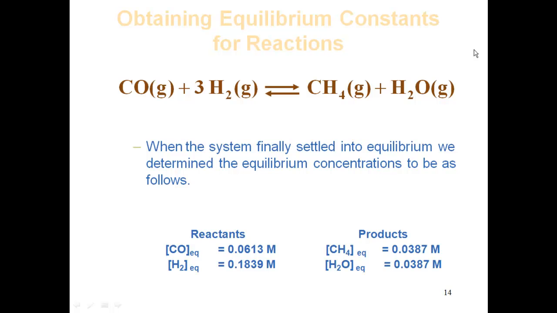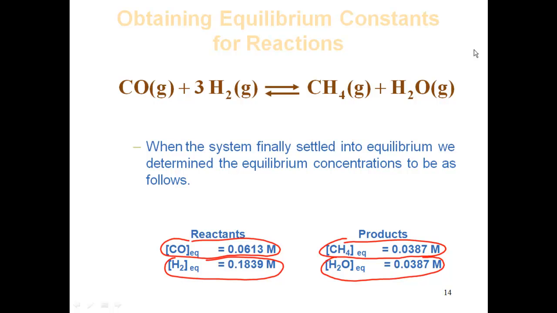So let's just say, for argument's sake, I went to the laboratory and I ran this experiment, and after it got to equilibrium, I measured the concentration of all my species, starting off with 0.1 molarity of CO and 0.1 molarity of H2. This is what I came up with. My CO concentration at equilibrium was 0.0613 molarity. I measured the methane at equilibrium, and it was 0.0387 molarity. H2 was 0.1839 molarity, and water was 0.0387 molarity.